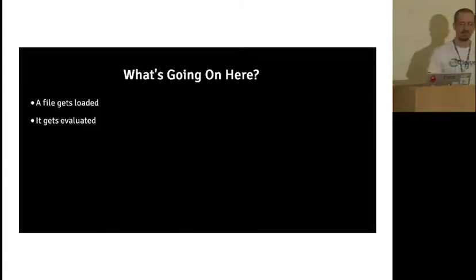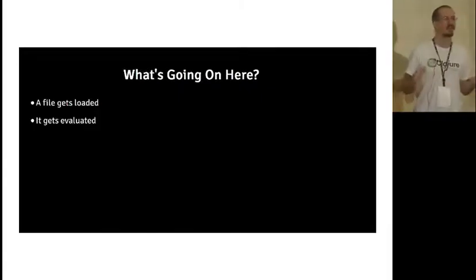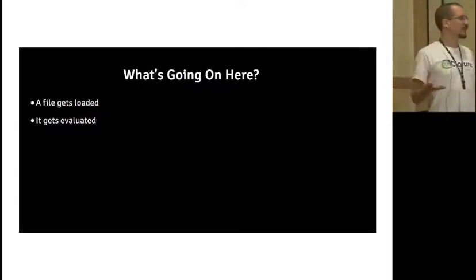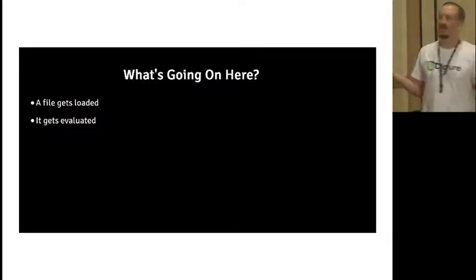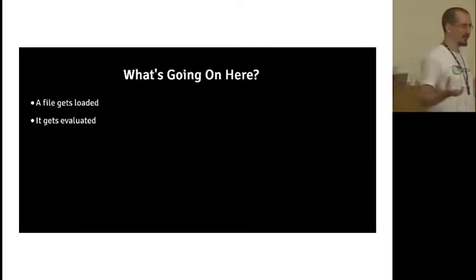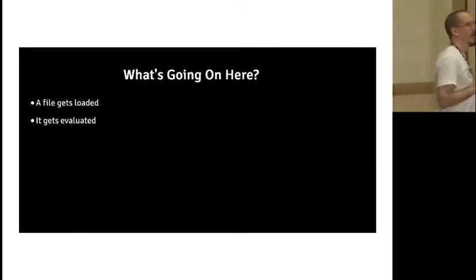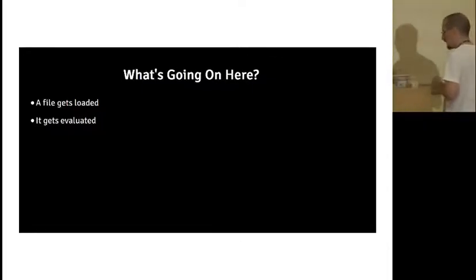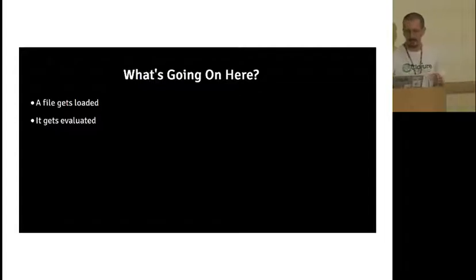We're really after what does this mean? What's going on here? We've got this file. We wrote it. We put it in hello.clj, and then something happened. What happened? It got loaded, and then it got evaluated. Now this is important, because this is where things already start to get a little bit funky. So I want to dig into this a little bit, especially the evaluation part.